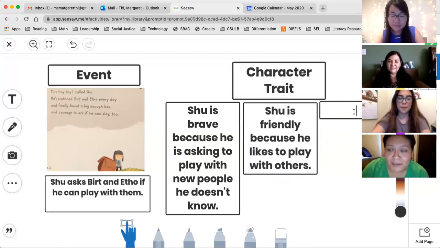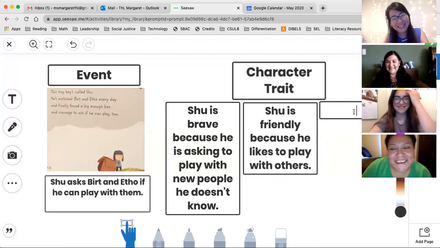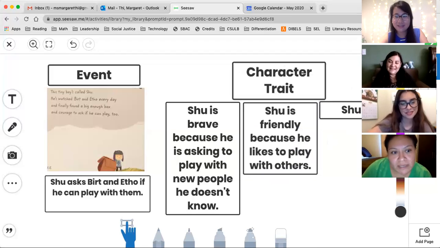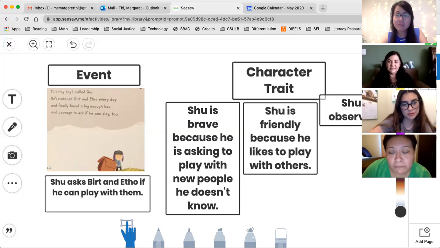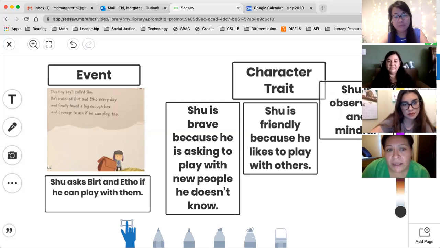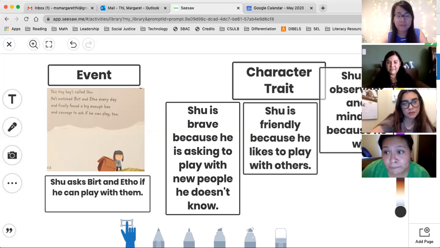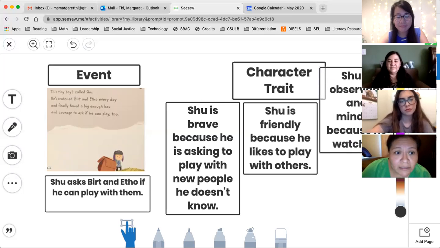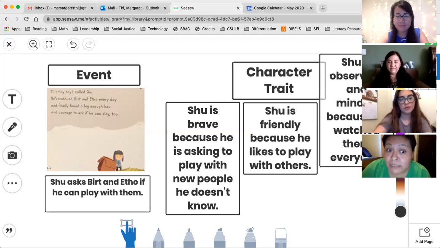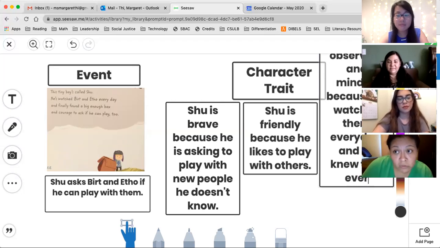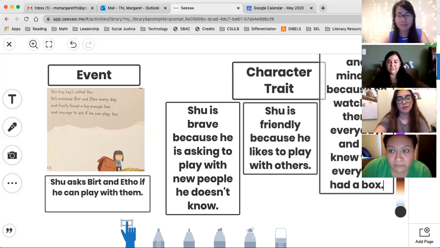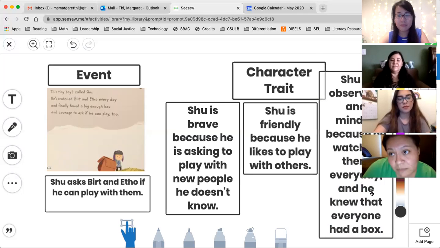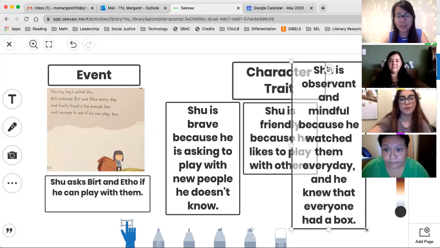I'm thinking, I want my 4. I'm thinking that Shu is observant and mindful. And I'm saying he's observant because he watched Bert and Ethos every day. And he's mindful because he knew that everyone had a box. And in order to be inclusive, he needed to have a box as well. I didn't even notice that.